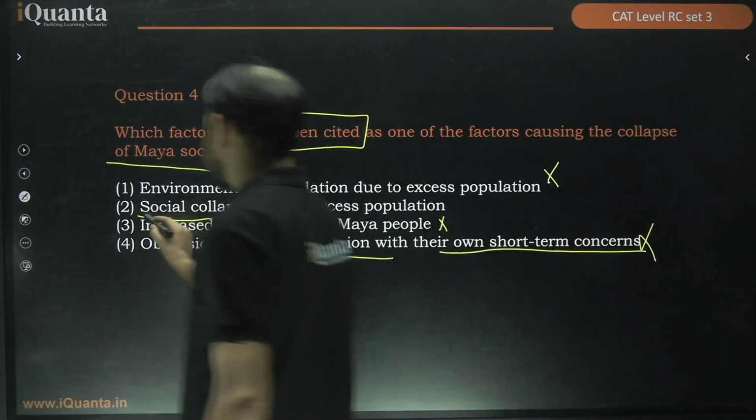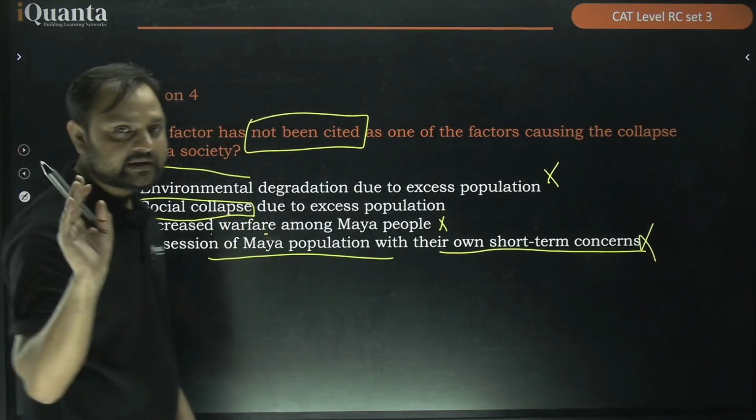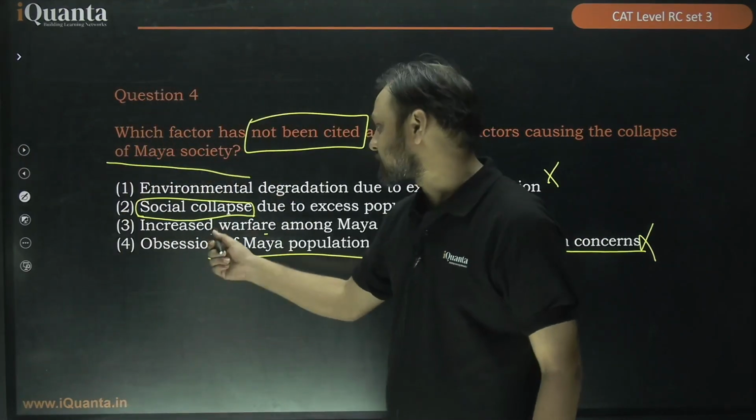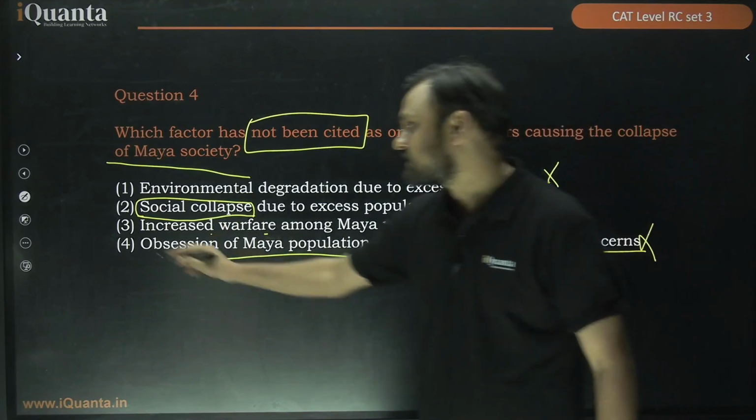So, all 3 have been clearly mentioned, so you can eliminate all 3. No, social collapse has not been discussed. Out of all those 5 strands, social collapse was not one of them. So, this is the answer. Answer is option number 2.